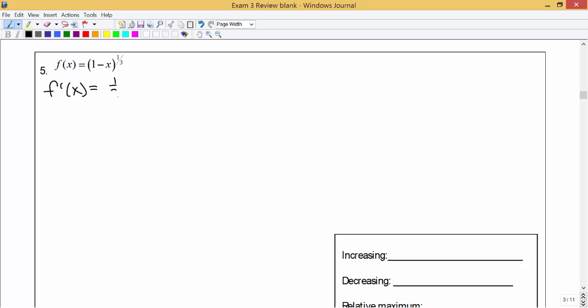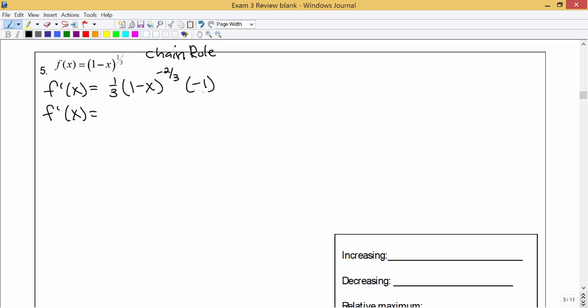So we're going to bring 1/3 out to the front. We're going to write the inside function as is, reduce the power by 1, and then multiply by the derivative of the inside function, which is -1. Okay, so here we use the chain rule. Remember, we use the chain rule when we have a group of terms, all of that raised to the same power. We're going to clean this up a little bit since we're going to set this equal to 0.